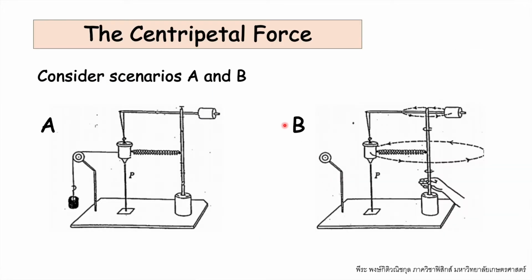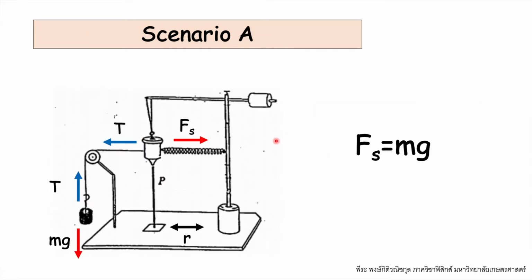In this experiment, we consider two scenarios, A and B. In scenario A, the gravitational force acts on the object with the mass marked with lowercase letter m. The magnitude of this force is equal to the tension force in the string, since the mass m is not moving. It is also equal to the spring force because the bob is not moving. Therefore, the magnitude of the spring force is mg.